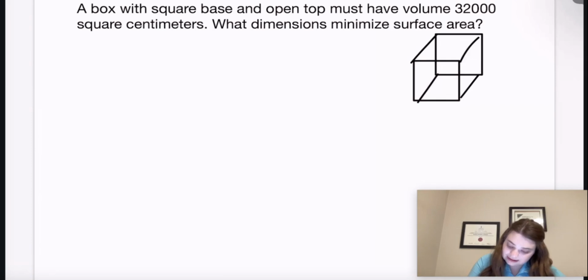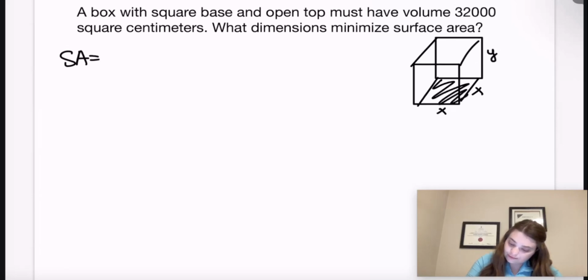Excellent. Open top box. So in this case here, it says it's a square base. So I'm going to label the base as, let's do x times x. And then let's have the height be y because we don't necessarily know if the height is going to be the same or different. Now, because it's an open top box, the surface area is going to be x squared. So this bottom surface, x times x or x squared.